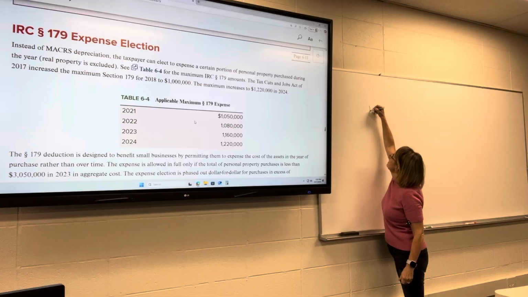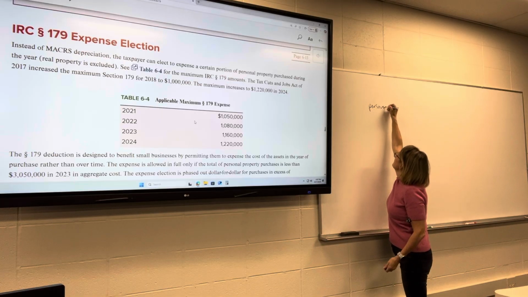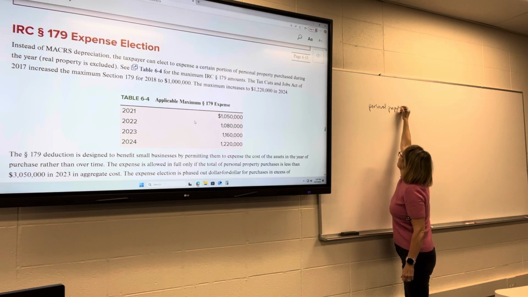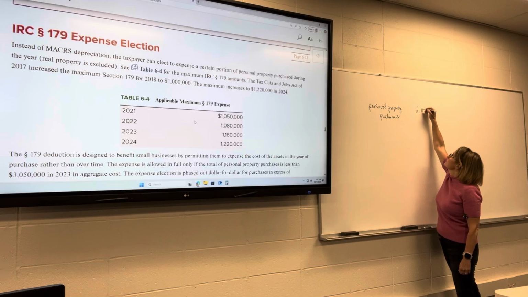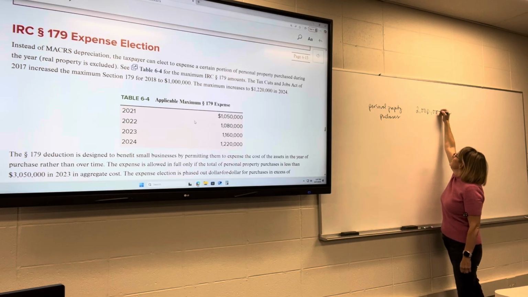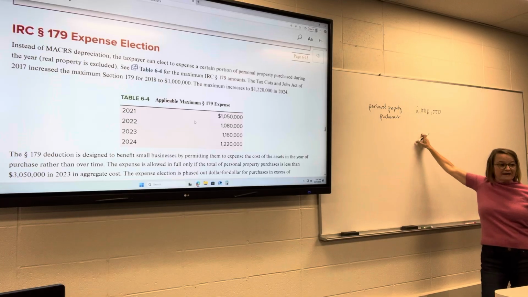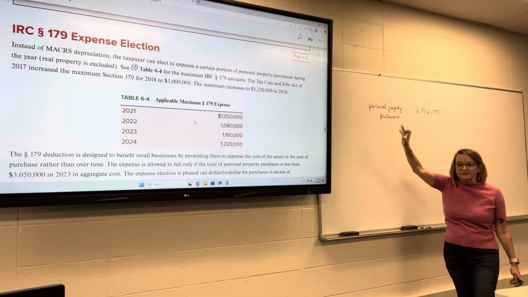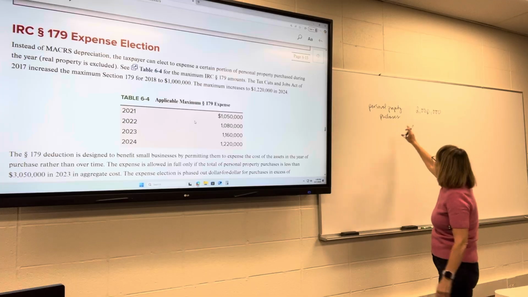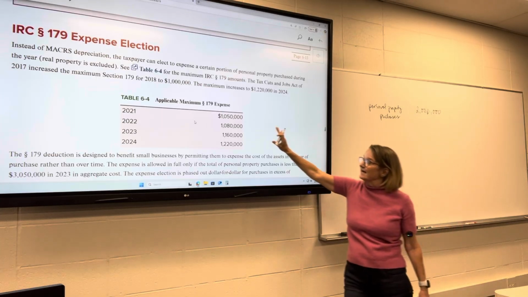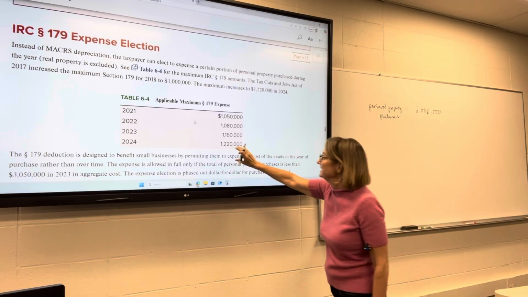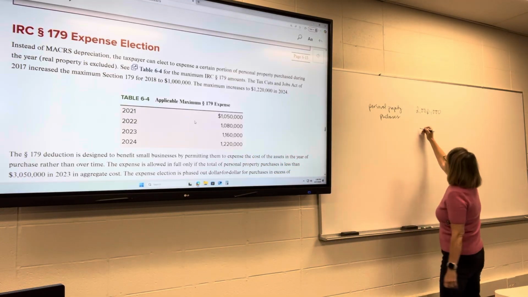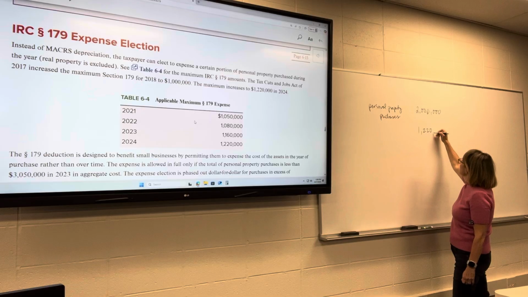So if we had personal property purchases in 2024 of $2 million, we cannot elect to take the full 179 deduction on all 2 million of that, but we can elect to take the 179 expense on 1.220.